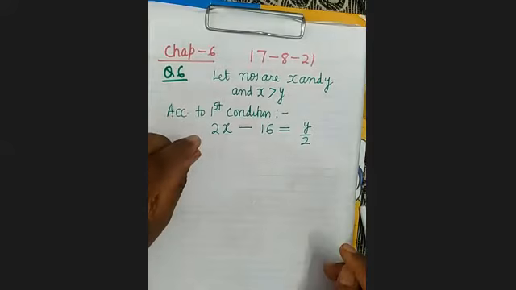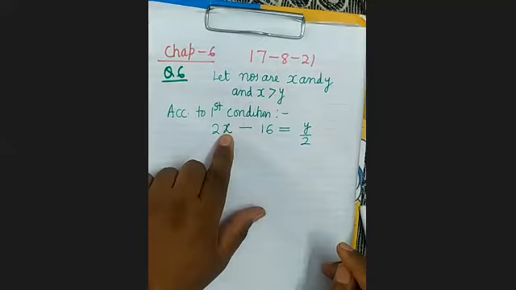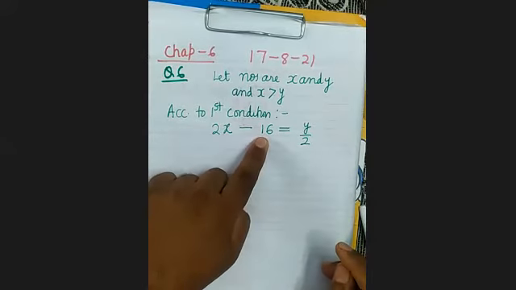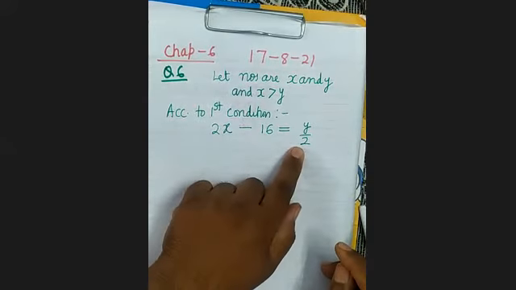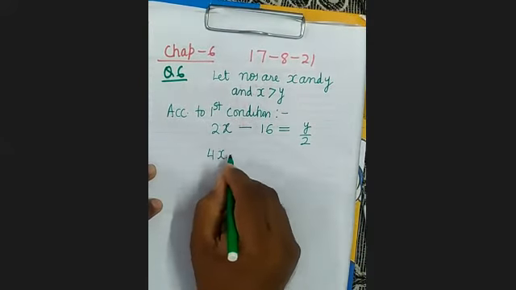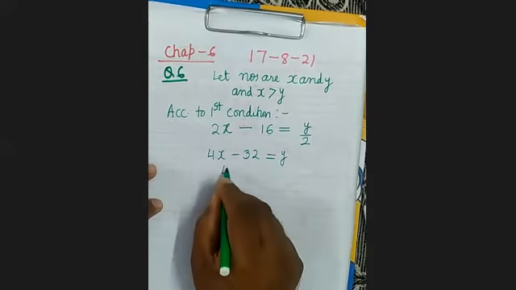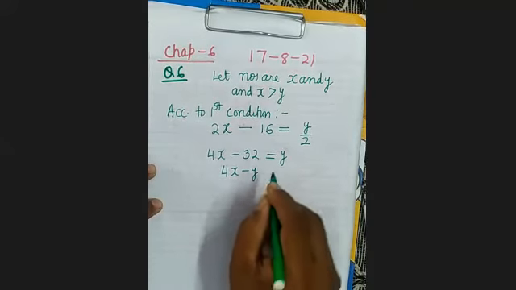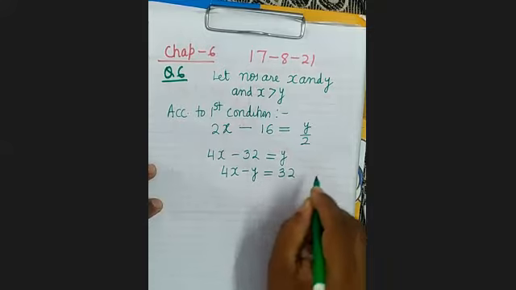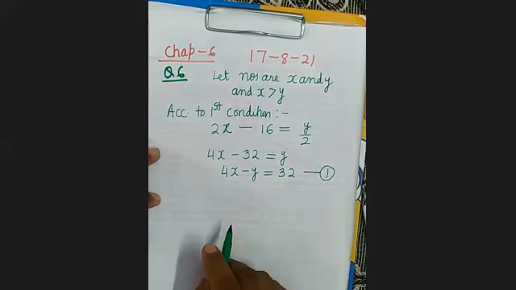If from twice the greater number, 16 is subtracted, the greater number is x, its twice will be 2x. When you subtract 16, it is equal to half of the other number. Now you multiply 2 on this side, what will you get? 4x minus 32 equals y. So 4x minus y equals 32. It is equation number 1.